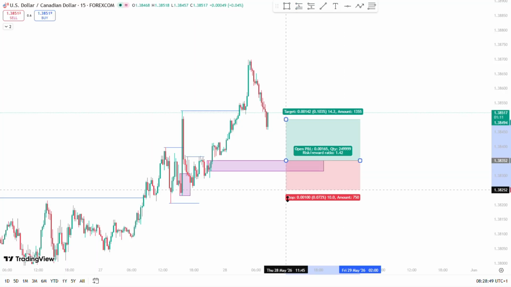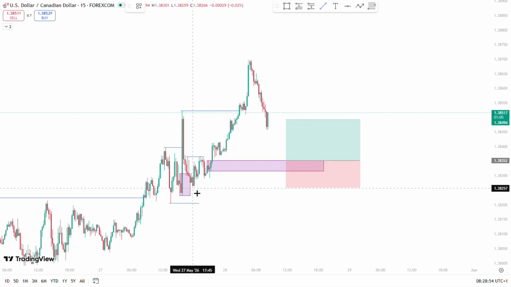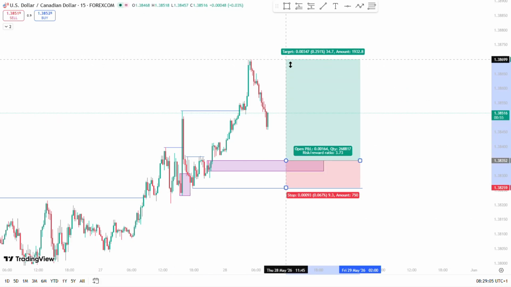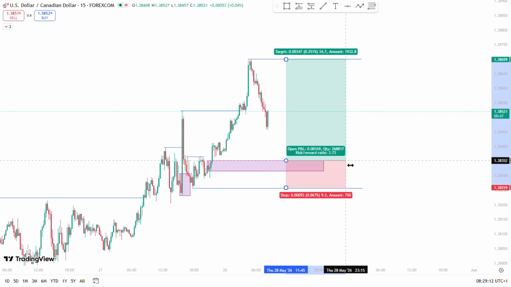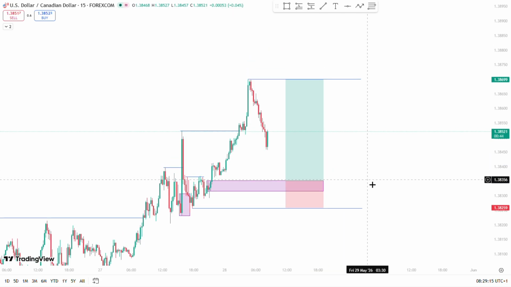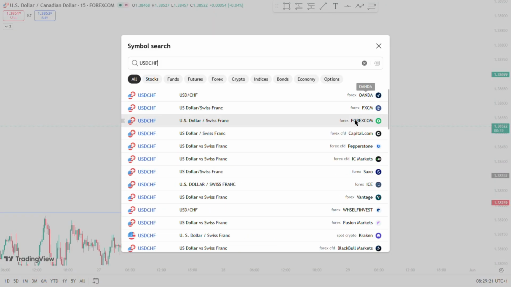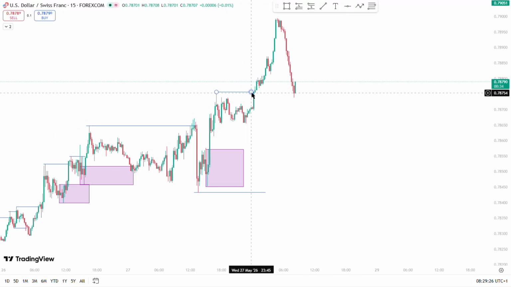What will be my new structural low? This will be my new structural low over here. Then my TP will be above the structural high. As easy as it gets. So this is my analysis on USDCAD. And for USDCHF, so USDCHF also flipped bullish, as you can see over here.